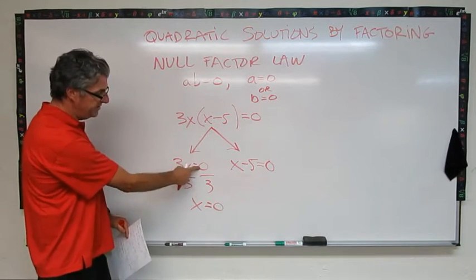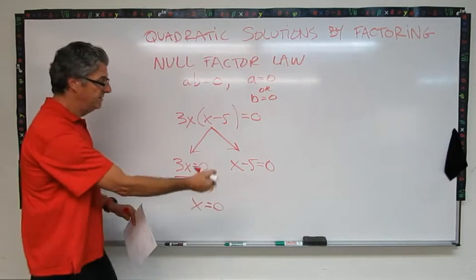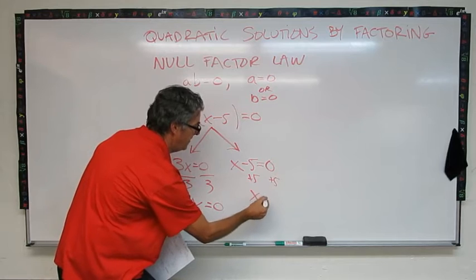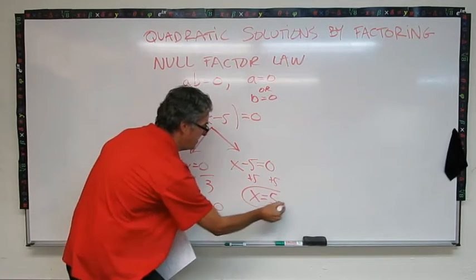Divide through by 3. 0 divided by 3 is still 0. Add 5 to both sides. So here are my two solutions.